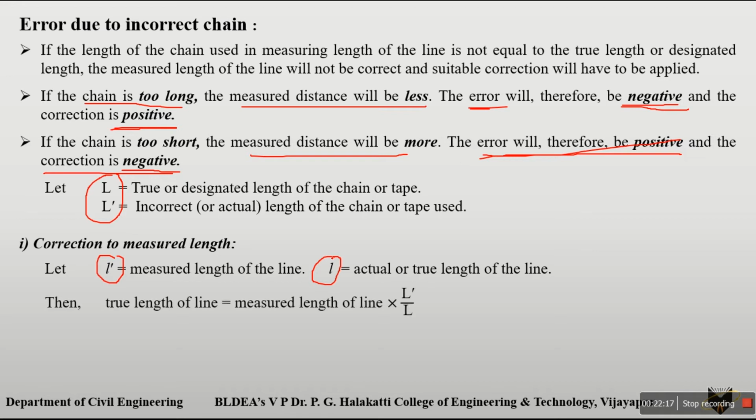Our formula is: true length of a line equals measured length of a line multiplied by L dash divided by L. You can write it like this: small l is equal to small l dash into bracket of capital L dash divided by L, then bracket complete. This is the correction for the measured length.